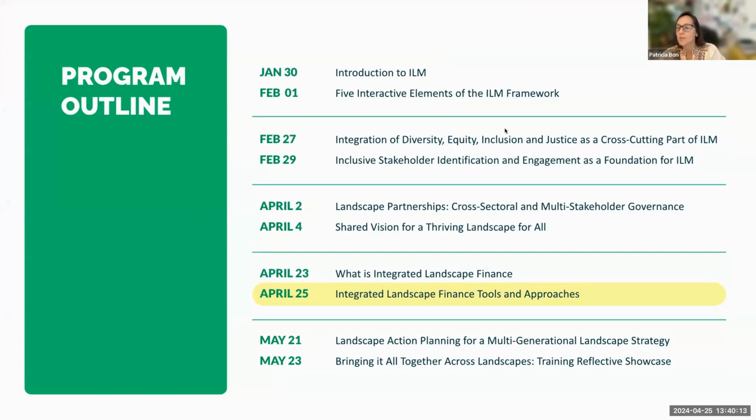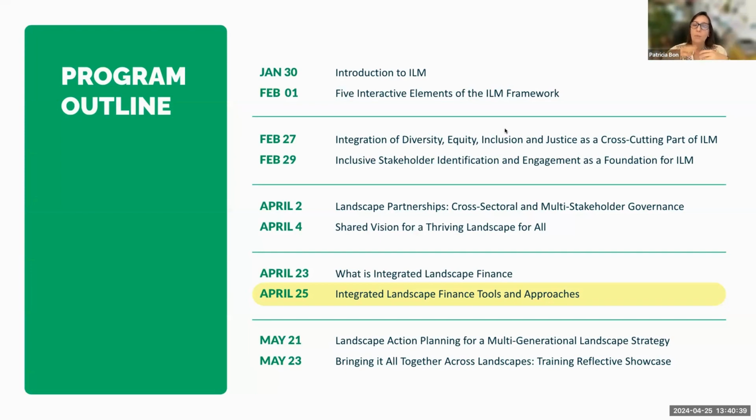So after you've identified all of these stakeholders, trying to be as inclusive as possible, how do you bring them in to the project? How do you get them a little bit closer to the process that you're doing? And then we talked a little bit about governance in the landscape partnerships, how to do a cross-sectoral or multi-stakeholder governance and the different ways we can do that. And then later in April, we looked at the shared vision.